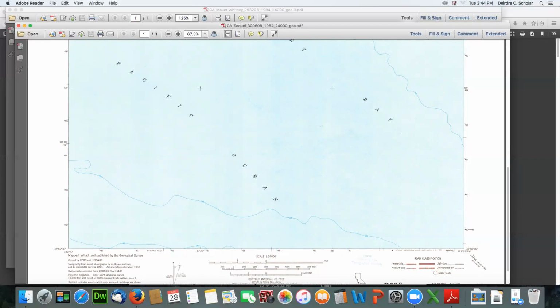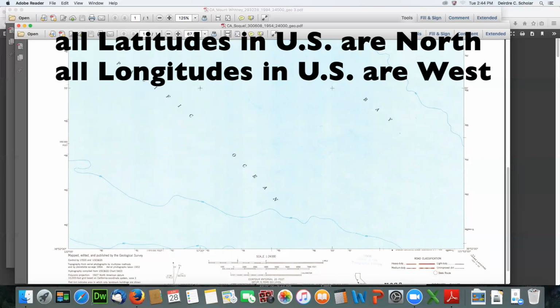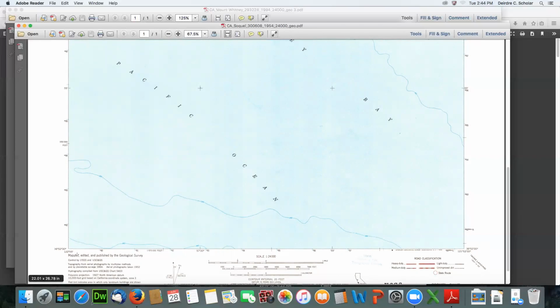So on all of our coordinates, we're always going to have N's for our north latitudes and W's for our western longitude values. The final corner of the map, which is the southwest corner, has a latitude of 36 degrees, 52 minutes, and 30 seconds north, and a longitude of 121 degrees 00 minutes west.